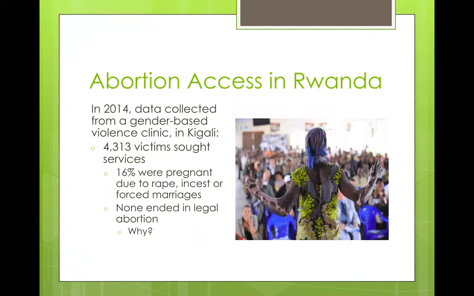In 2014, there was data collected from a gender-based violence clinic in Kigali City, which is the capital city of Rwanda. 16% of women were pregnant due to rape, incest, or forced marriages, and none of these cases ended in legal abortion. And I asked myself and asked the docs that we worked with why that is. Clearly, this has to do with a lacking infrastructure for legal abortion, but also there are not many providers trained to provide legal abortion in the country.